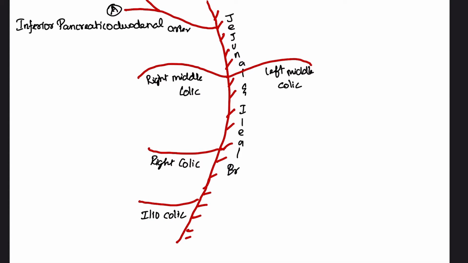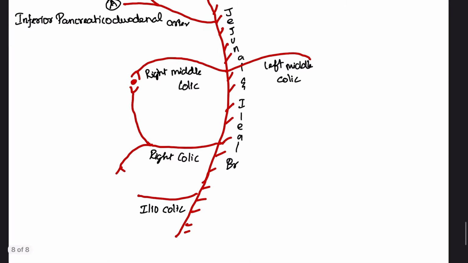These arteries divide into two parts. Both the right colic and iliocolic artery have ascending and descending parts. The ascending part of the right colic artery anastomoses with the right middle colic artery.